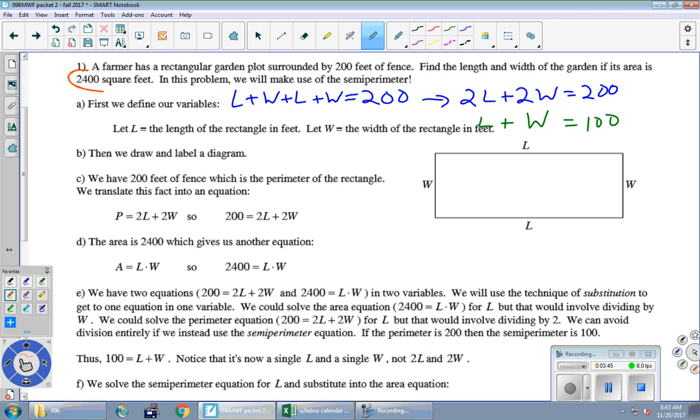It says its area is 2,400 square feet. Okay, what's the formula for the area of a rectangle? Length times width. Okay, we now have 2 equations, one green, one orange. Those 2 equations each have an L and a W. If I were to change this bottom equation here real quick, let's just change this temporarily to something like 3L minus W equals 2,400. And then the green equation right there.